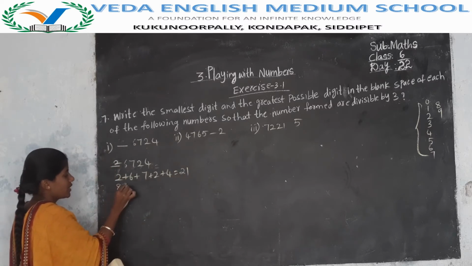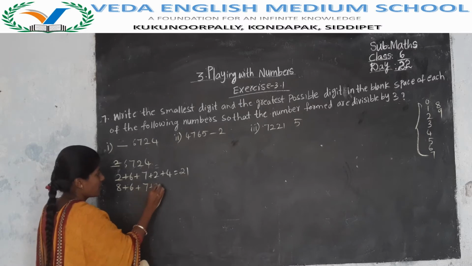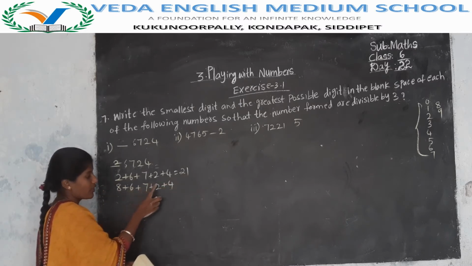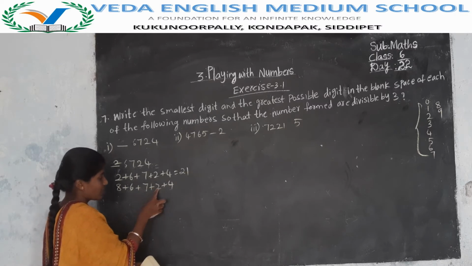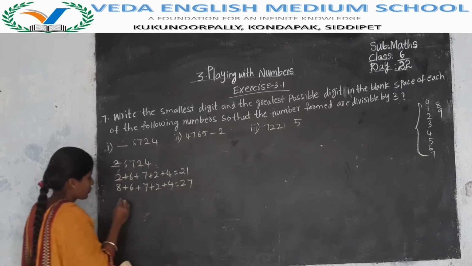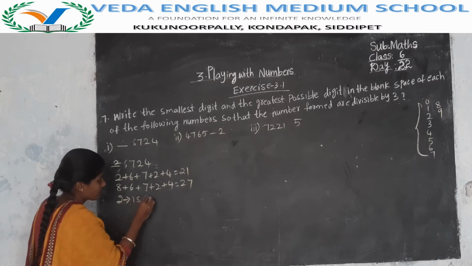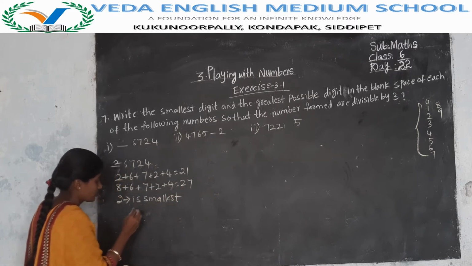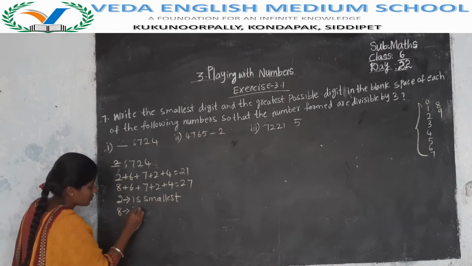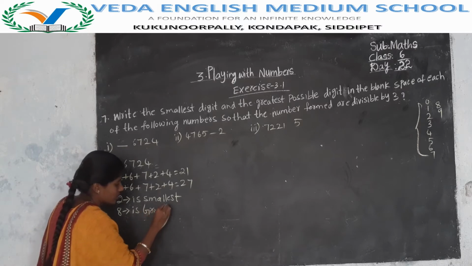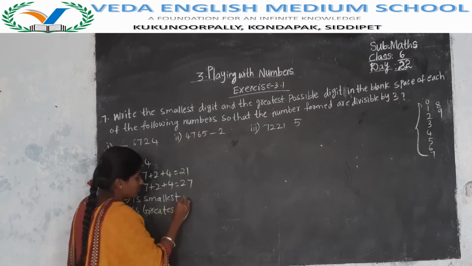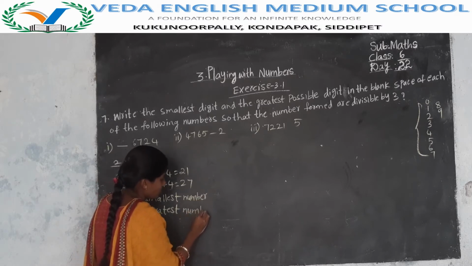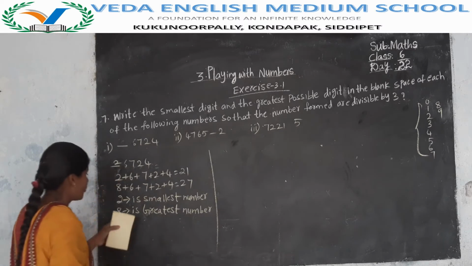Next, see 8. 8 plus 6 plus 7 plus 2 plus 4. 8 plus 6 is 14. 14 plus 7 is 21. 21 plus 2 is 23. 23 plus 4 is 27. So 2 is the smallest number. 8 is the greatest. Two is the smaller number, 8 is the greatest number. Now the first one has been completed.